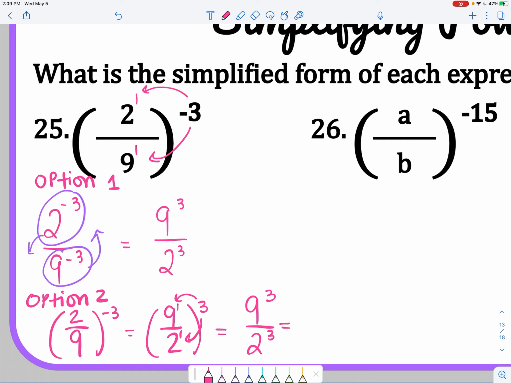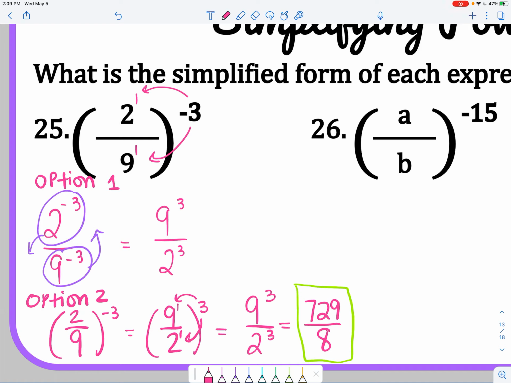Give me 1 second. So 9 to the power 3 is going to give me 729. And then 2 to the power 3, that's going to give me 8. And again, I know that this isn't going to reduce because if I looked at the 9/2 before I multiplied those exponents, 9/2 won't reduce. So this won't reduce either.